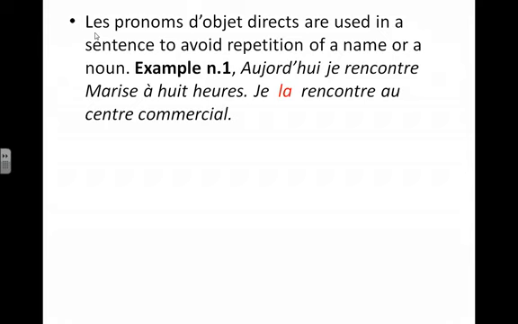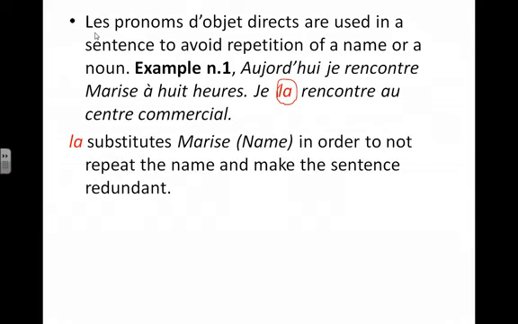So here's the example that I gave in French instead. Aujourd'hui, je rencontre Maryse à 8 heures. Je la rencontre au centre commercial. As you can see, the first sentence has the name Maryse. In the second sentence, that name Maryse is being substituted by la. Like I said, this is not to be redundant. You put la instead of Maryse, otherwise it sounds redundant to repeat Maryse, Maryse, Maryse in the sentence.